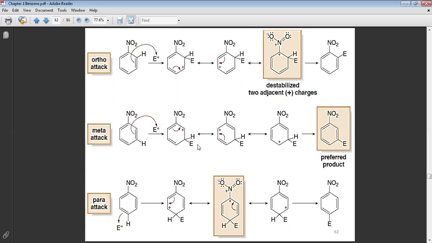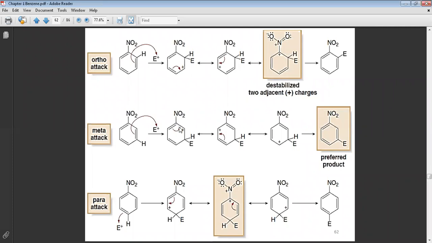Of course, the electrophile comes to the meta position. We have resonance structures. This pi bond makes a double bond here, and the positive charge will come to here. Then this pi bond, and the positive charge will come here. We have 1, 2, 3 resonance structures. Do we have a positive charge directly on the nitro?